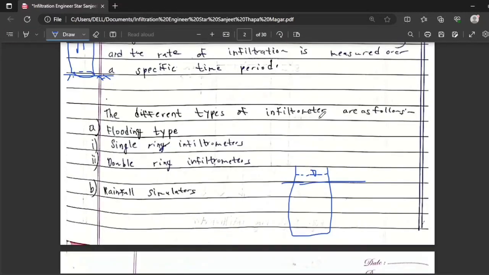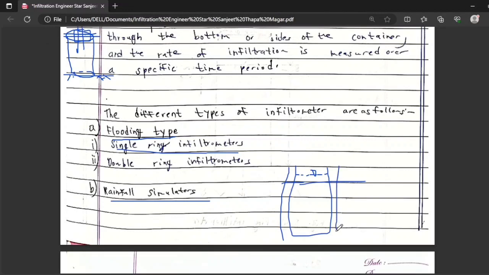The different types of infiltrometer are as follows. First is the flooding type infiltrometer, and second is the rainfall simulator type infiltrometer. The flooding type is again divided into single ring, having only one ring, and double ring, having two rings. In plan, a single ring will be like this and a double ring infiltrometer will be like this. The center of the circles will be the same for both.